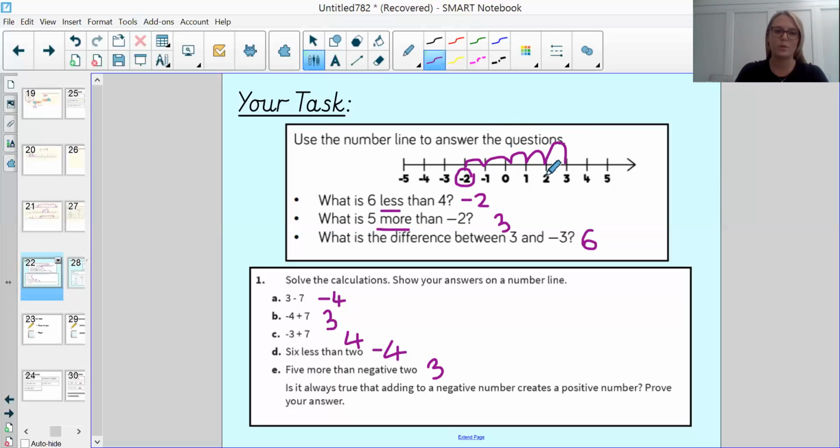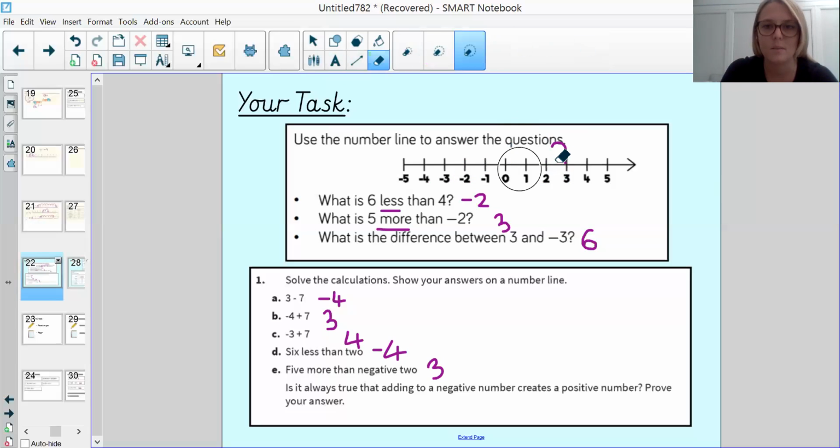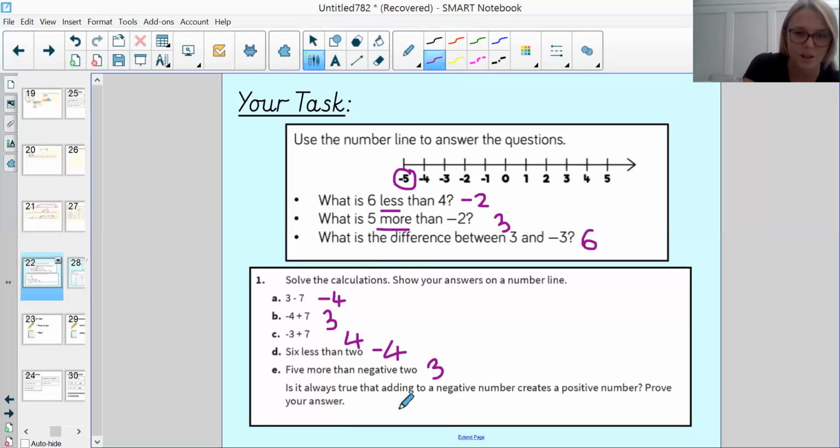And then the last question says, is it always true that adding to a negative number creates a positive number? Prove your answer. Okay, I'm going to tell you it is not always true, and I'm going to show you why. So if I started at, say, -5, and I wanted to add on 3, so my calculation is -5 plus 3. I'm starting at -5, I'm jumping up 1, 2, 3. My answer is -2.